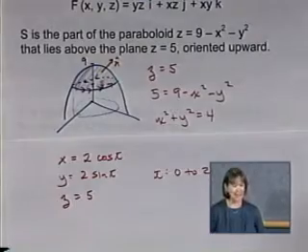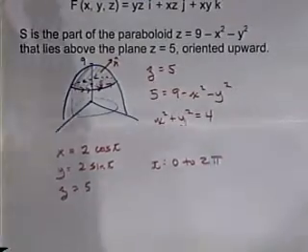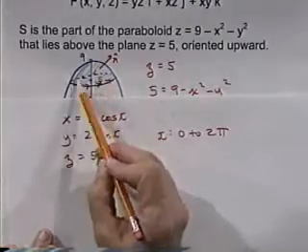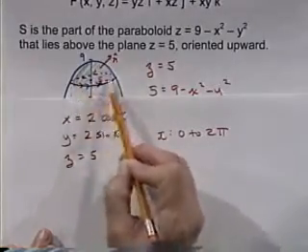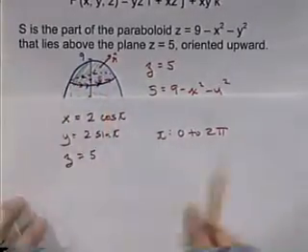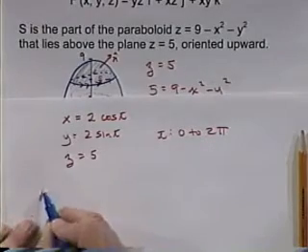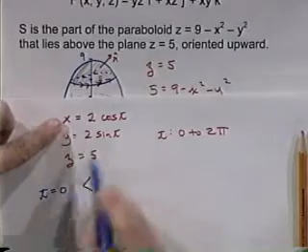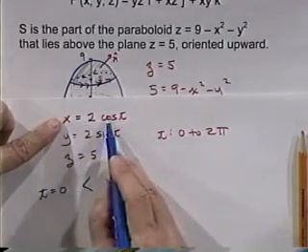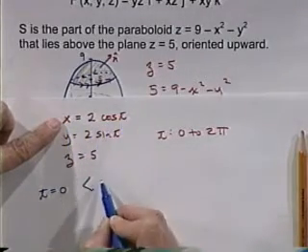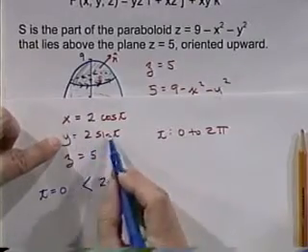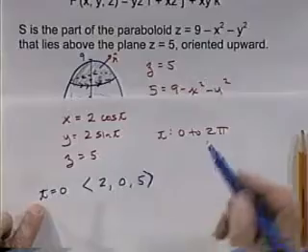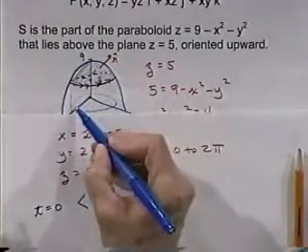Now the only thing I like to check before I go on is, am I going the right way? We said the little guy with the thing on his hat has to be going this way. Okay? So let's see. When t was 0, where's the point? Well, if t is 0, x is 2 cosine 0, which is 2, y is 2 sine 0, which is 0, and z is 5. So when t is 0, I'm at the point 2, 0, 5.